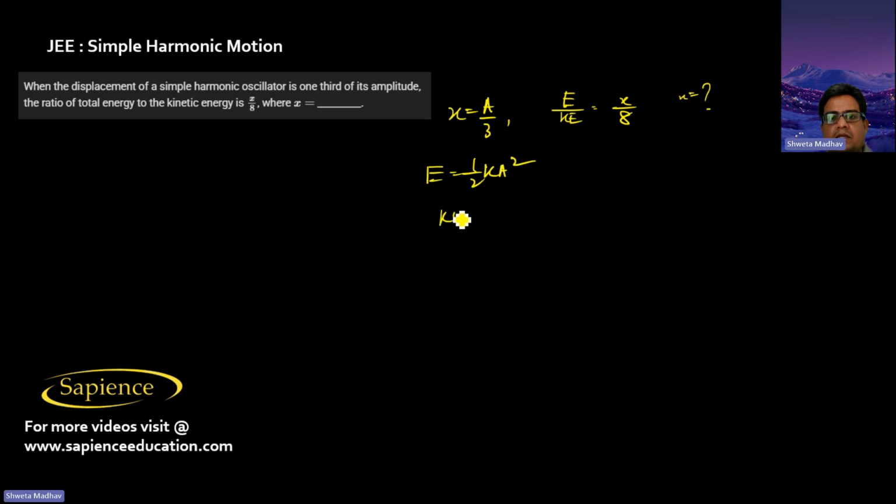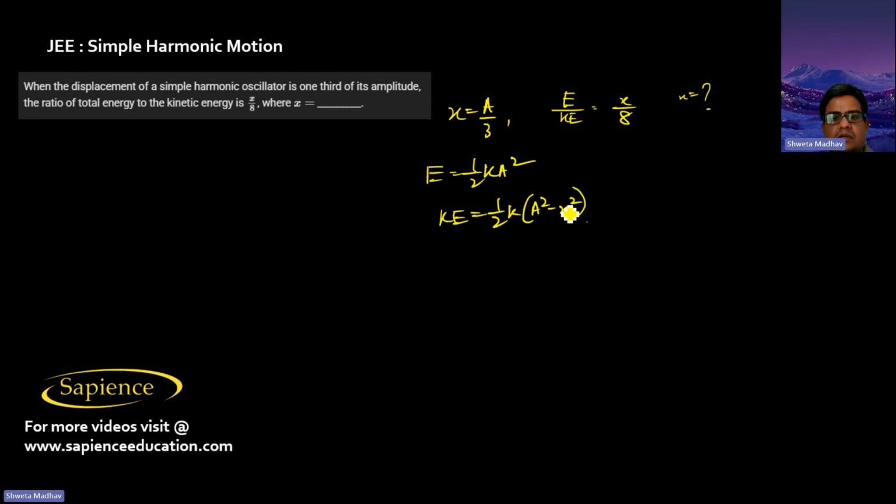It is given that when the displacement of a simple harmonic oscillator is one third of its amplitude, means A by 3, the ratio of the total energy to the kinetic energy is equal to x by 8. Then what will x be? So the total energy is given as half k A square. The kinetic energy is given as half k into A square minus x square.